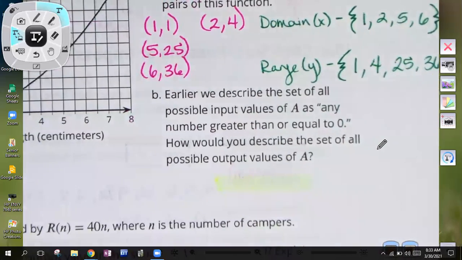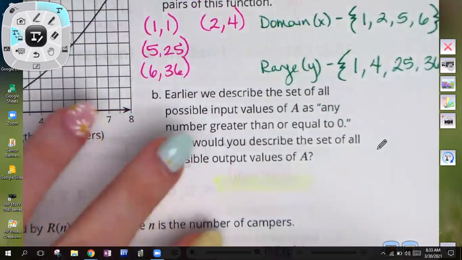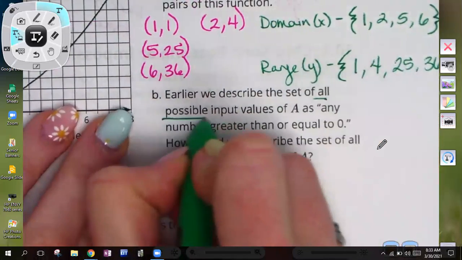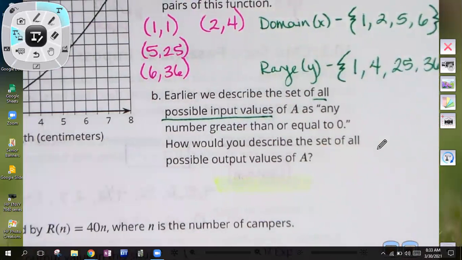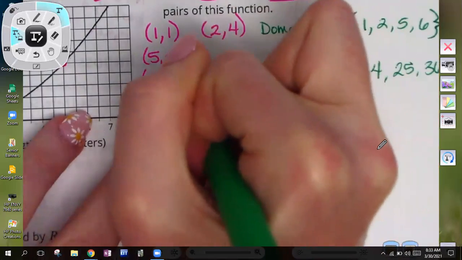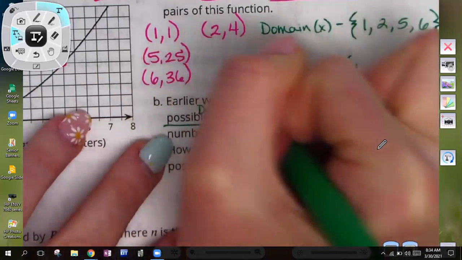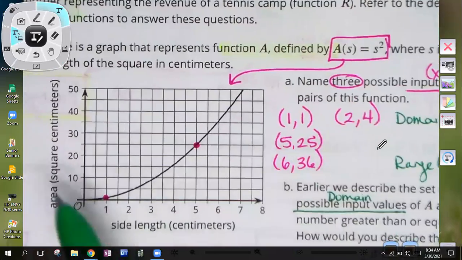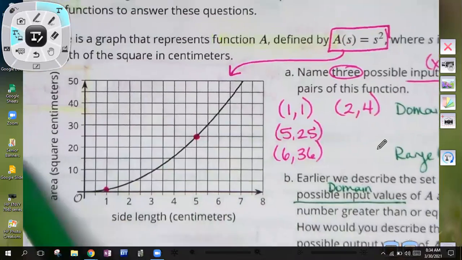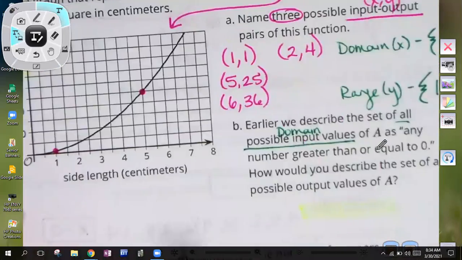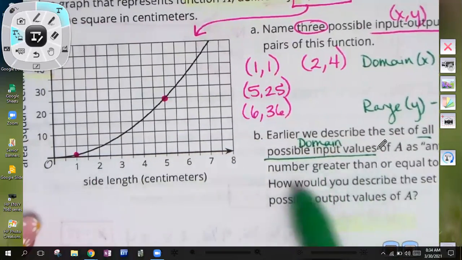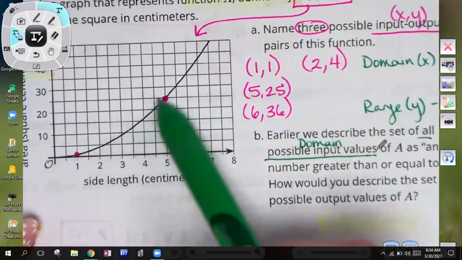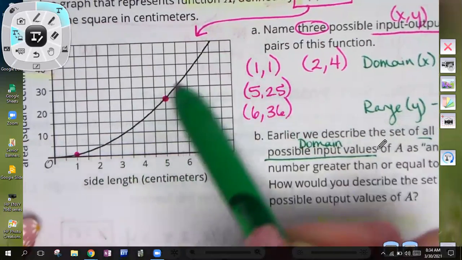Now, it says earlier we described the set of all possible input values. Underline all possible input values. What's that called? Domain. Okay, and we said it was any number greater than or equal to 0, okay? When we're talking about it being greater than or equal to 0, that's what this is showing. Our function is continually getting greater than 0.